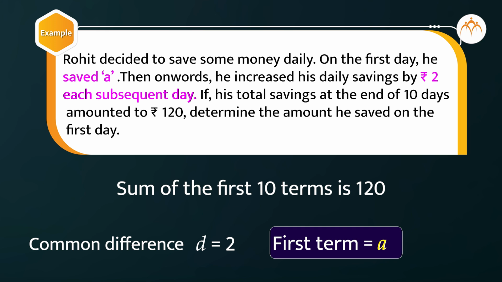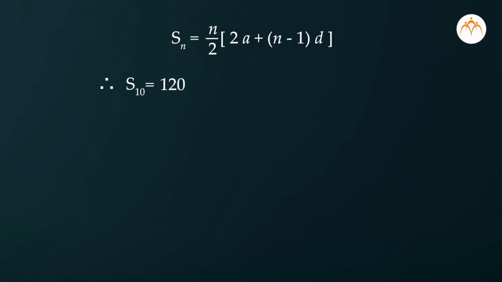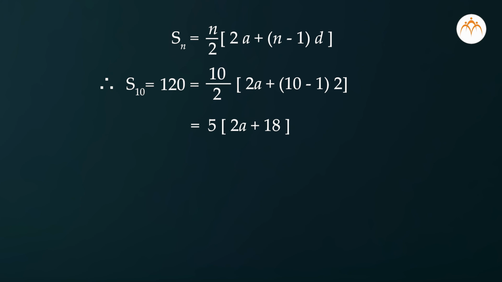Now, let's use the formula for the sum of the first n terms of an arithmetic progression. Sn is equal to n upon 2 into 2a plus n minus 1 into d. Therefore, S10 is equal to 120 is equal to 10 upon 2 into 2a plus 10 minus 1 into 2 is equal to 5 into 2a plus 18.